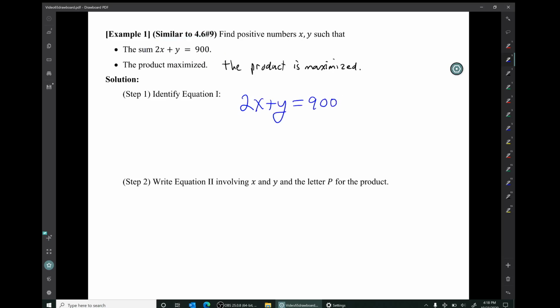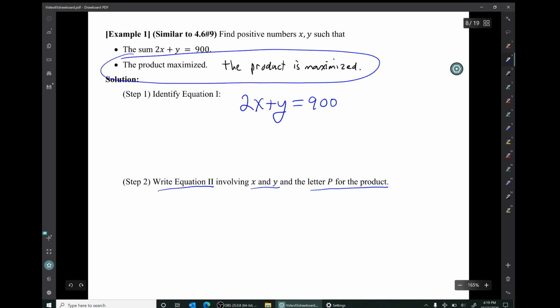Now, step 2 is a little bit vague. It says, write equation 2 involving x and y and the letter p for the product. Notice there's no other equation mentioned up here, but there is something mentioned, the product. And so this is saying we need to conjure up another equation.